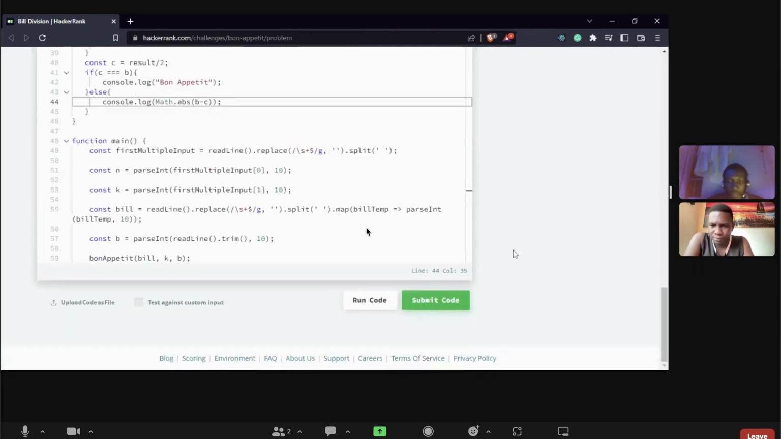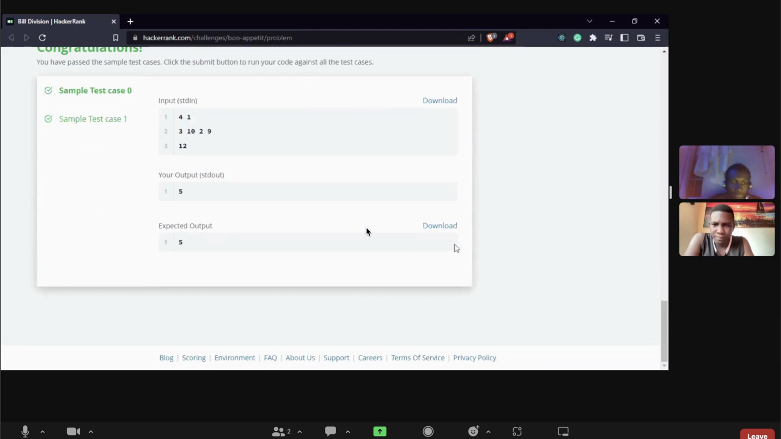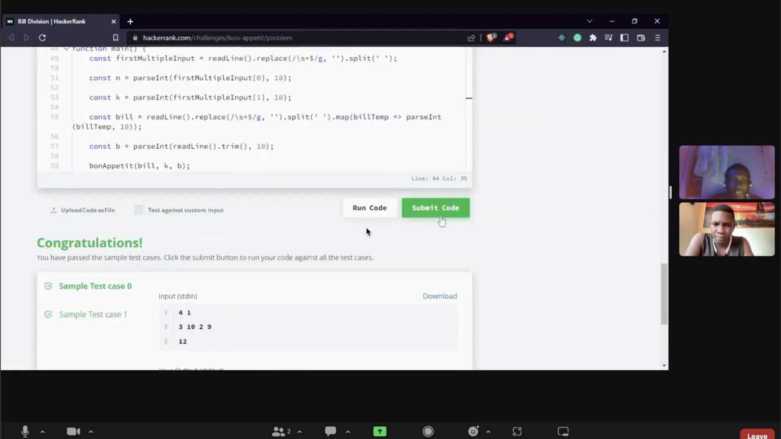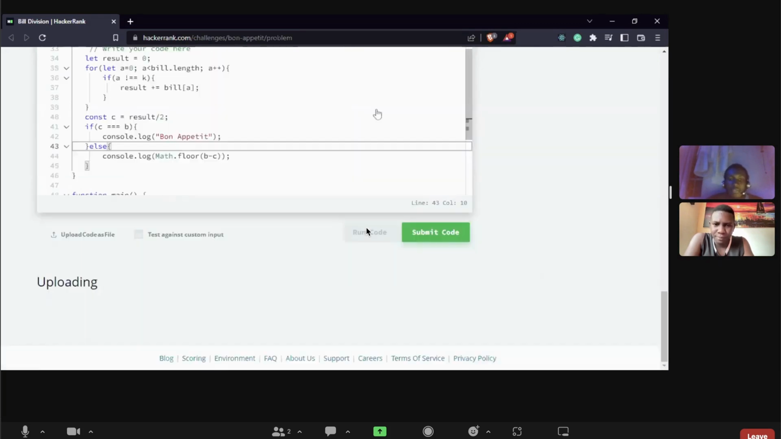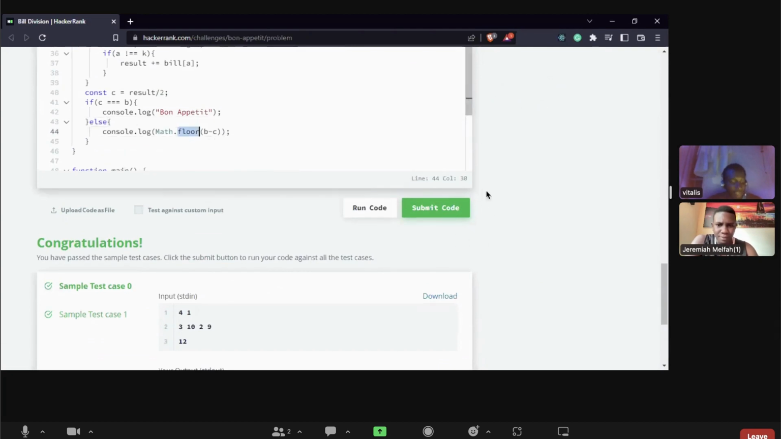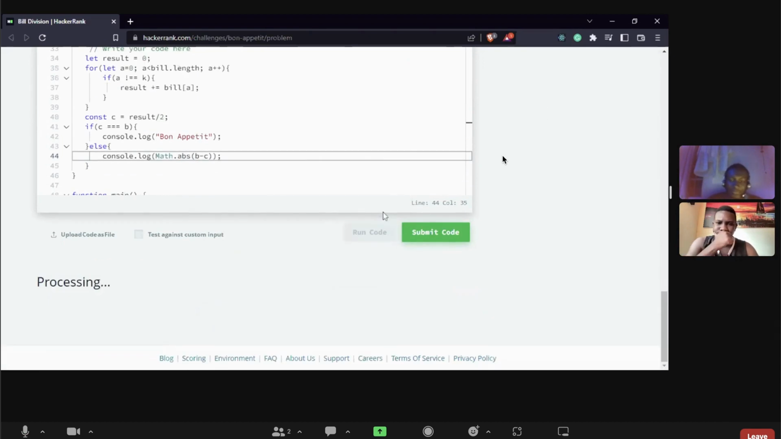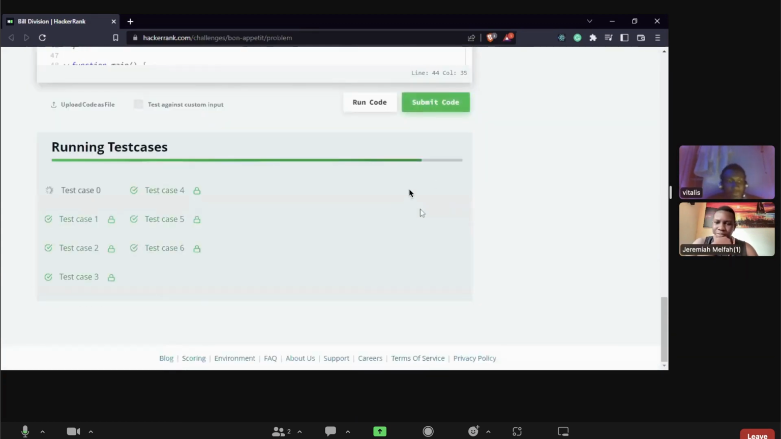So let's run. Hopefully our code runs. Okay, so yeah, our code is running. You can use floor either way. Doesn't matter, both of them eliminate the decimals. So it doesn't matter, but let's just use absolute as my preference. So then you can submit and see whether all the test cases pass.